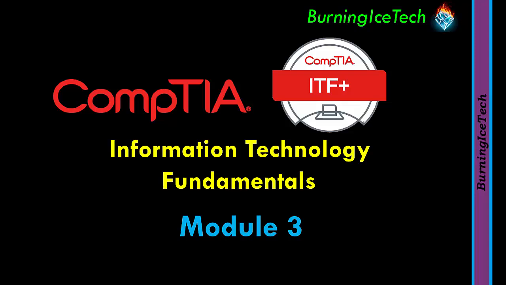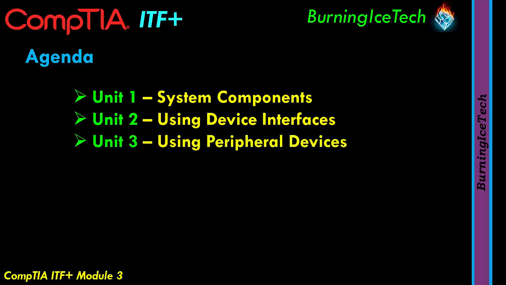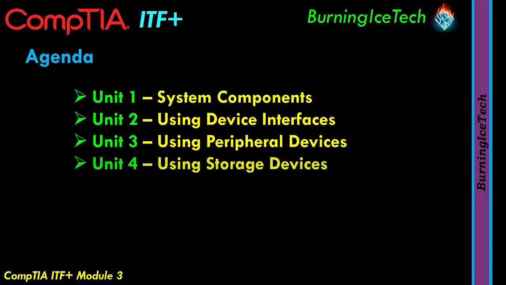Now today's module, guys, consists of 5 units, a bit more than the previous one. So in case you're wondering what those 5 units are, here they are listed out. The first unit is system components. Here we're going to be talking about various components that you would find in a computer. The second unit is using device interfaces, followed by unit 3, using peripheral devices. Then we'll move on to unit 4, using storage devices. And lastly, unit 5, using file systems. All right, guys, there you've got it. That's going to be the 5 units we're going to be covering in this specific module.